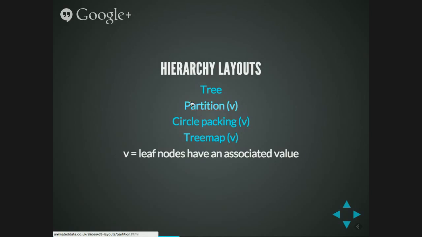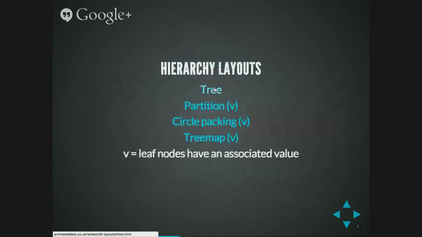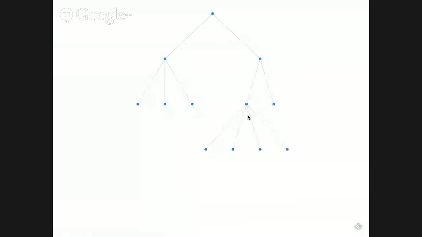And the difference with these three, partition, circle packing, and tree map, is that they tend to have a value associated with the leaves of the tree. I'll show you that in a minute. Actually, I'll show you. You're probably fairly familiar with these. So that's just a really simple tree.